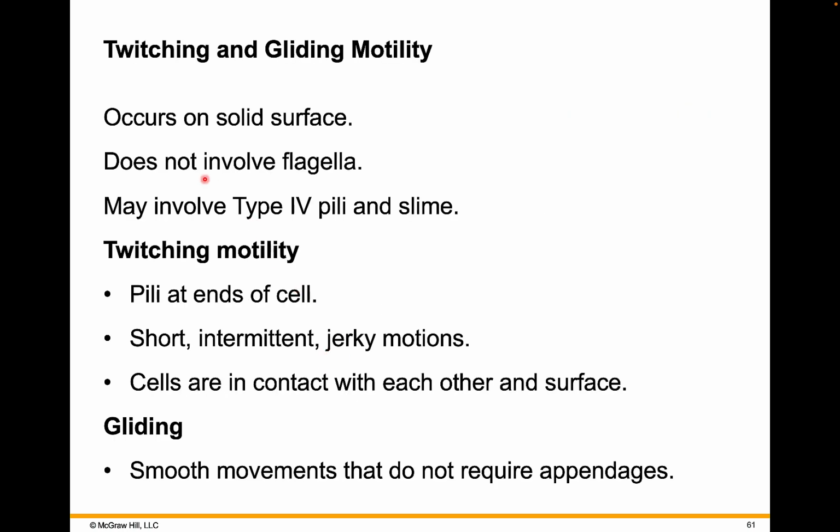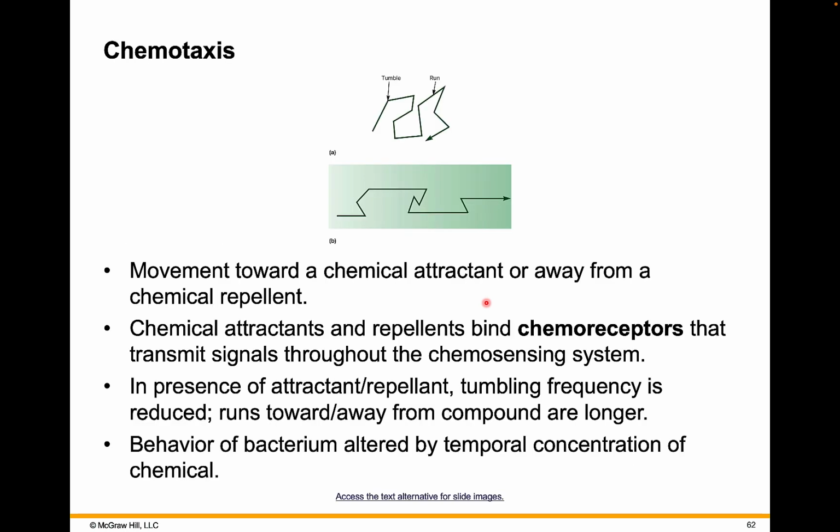And we already talked about twitching and gliding motility, which occur on solid surfaces and do not involve flagella, sometimes may contain these type 4 pili and the slime. And the twitching is essentially for the pili at the end of the cell, short, intermittent, jerky motion, and the cells are in contact with each other. And the gliding is the smooth movement and does not require any kind of appendages whatsoever.